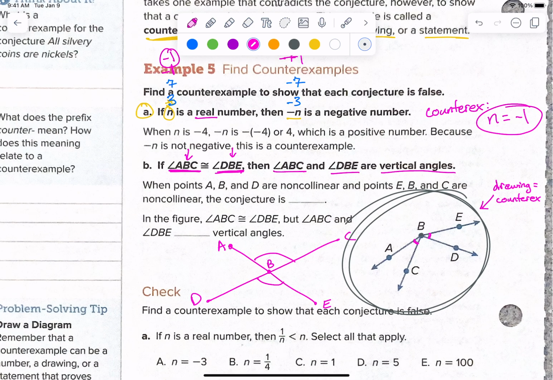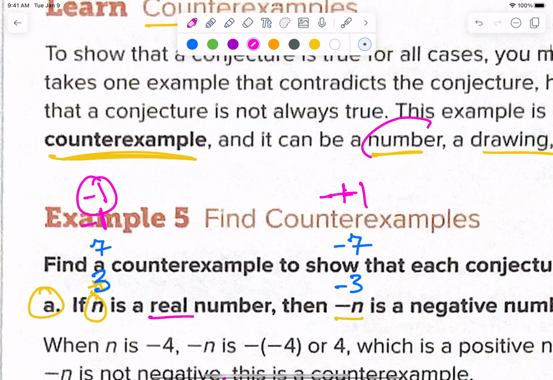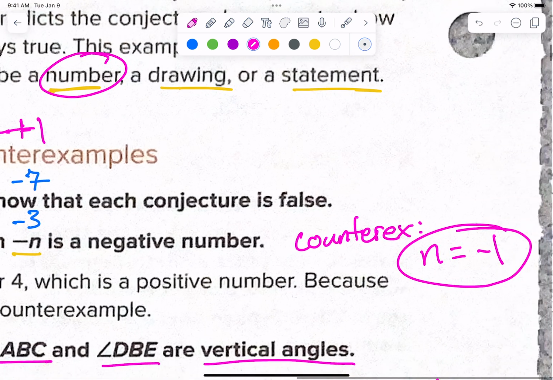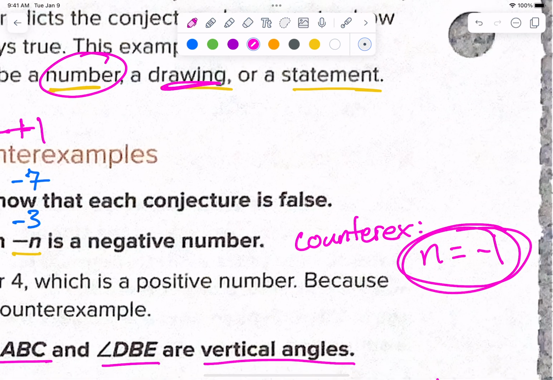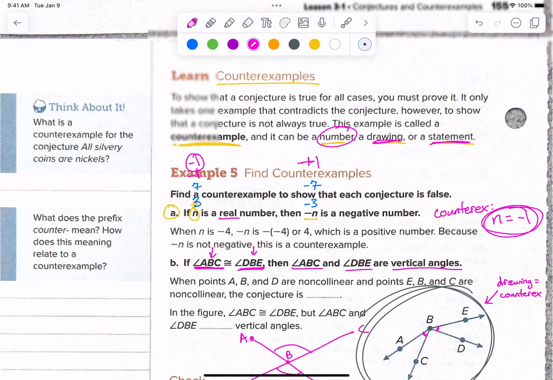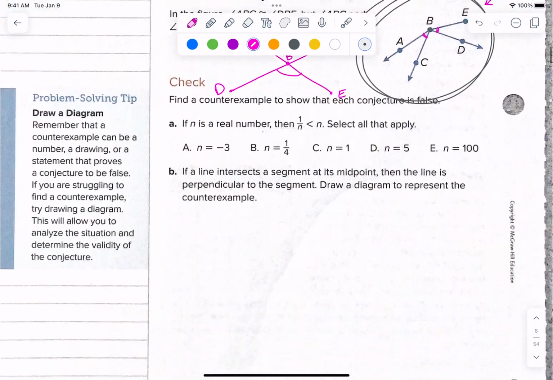So, again, a counterexample could be a number like we had here. N was negative 1, you said. It could be a drawing or it could be a statement, right? Any of those things could be a counterexample just to prove that something is false.